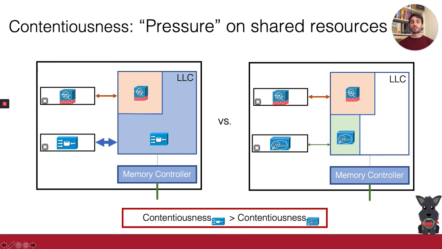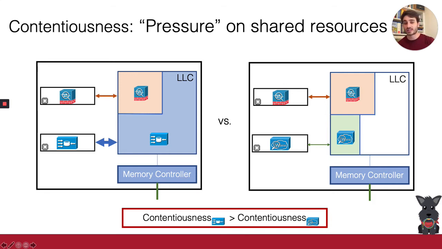Contentiousness is a property of the competing NFs and conceptually captures the pressure, in terms of shared resource utilization, that the competing NFs apply on the shared hardware resources. To understand this idea better, we see an example of the by now familiar target firewall in 2 collocation scenarios with competitors of different contentiousness.